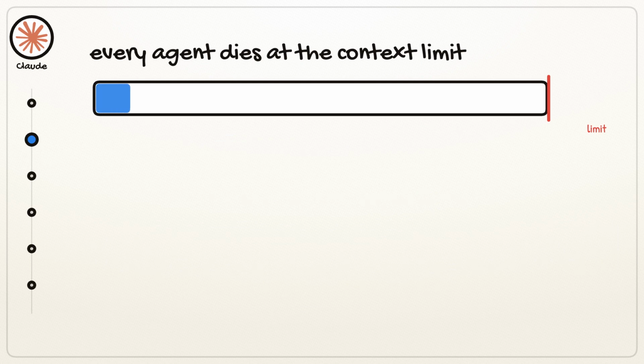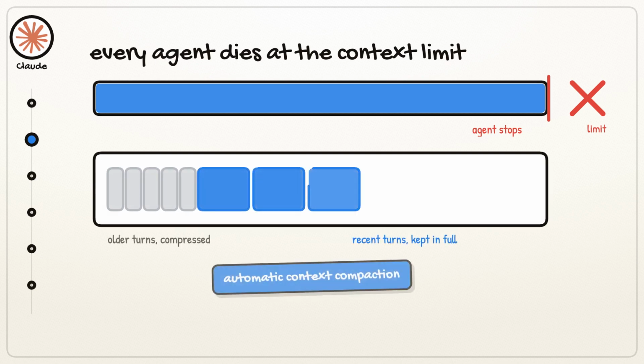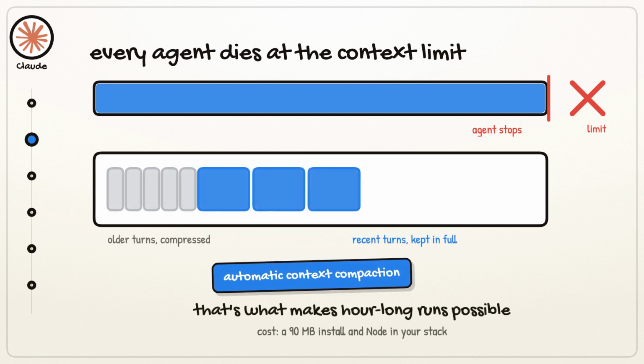The feature that matters most is automatic context compaction. Every model has a memory limit, and agents normally stop working the moment they hit it. This SDK compresses the older parts of the conversation automatically and keeps going, which is what makes hour-long runs possible. It has about 8,000 stars, up from under 5,000 back in March, so it is growing quickly.